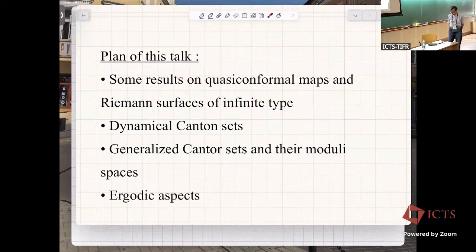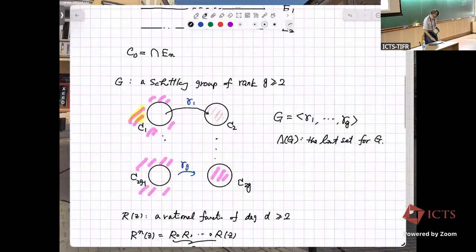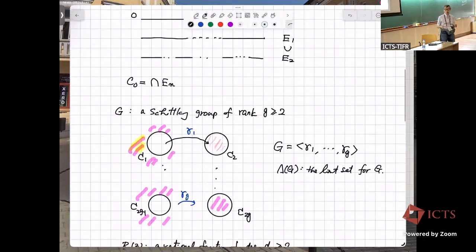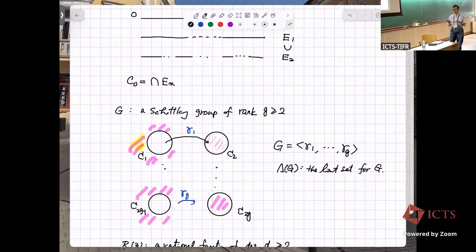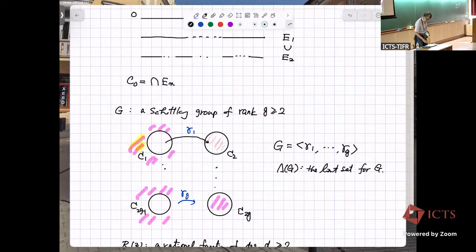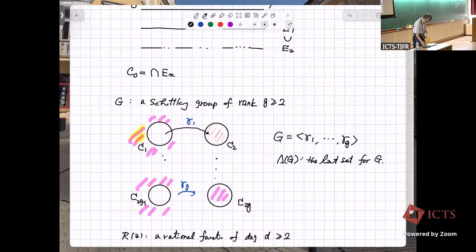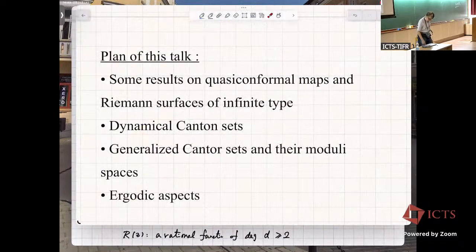Generalized Cantor set means, I will define it later, but we show the construction of the middle one third Cantor set. Generalized Cantor set means I slightly modify the construction of the standard Cantor set. So that's a generalized one. And finally, we explain some of my recent works. That is, I give such moduli spaces some ergodic aspects.